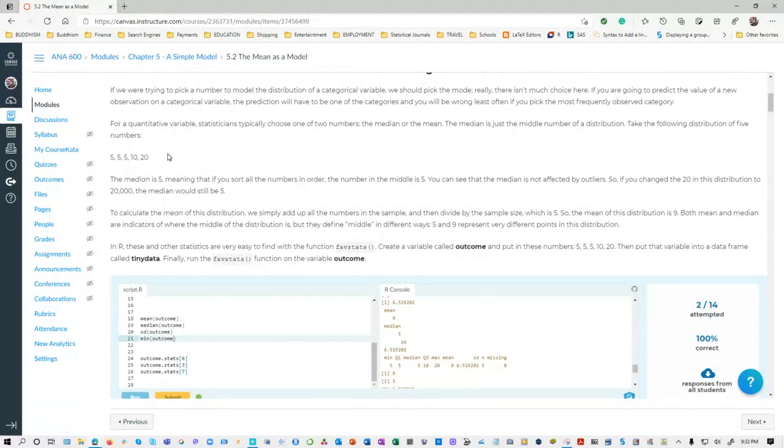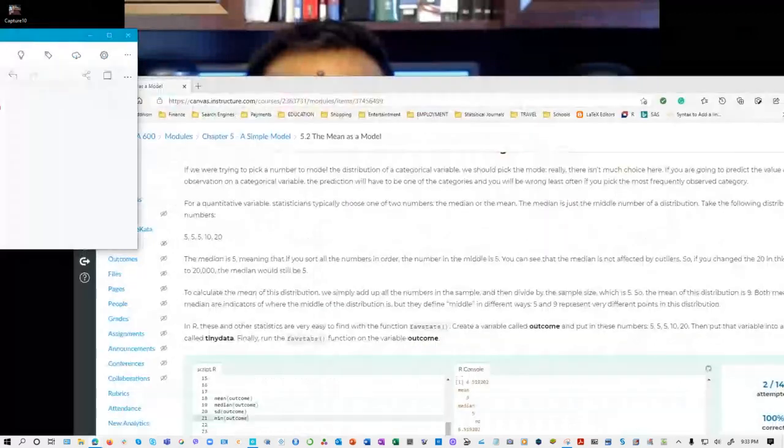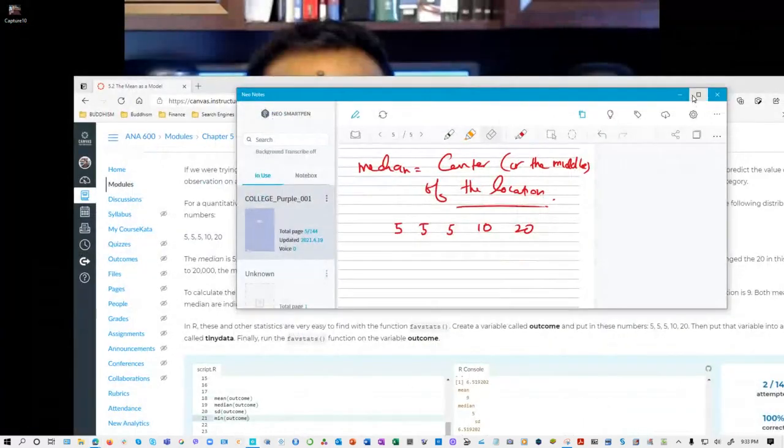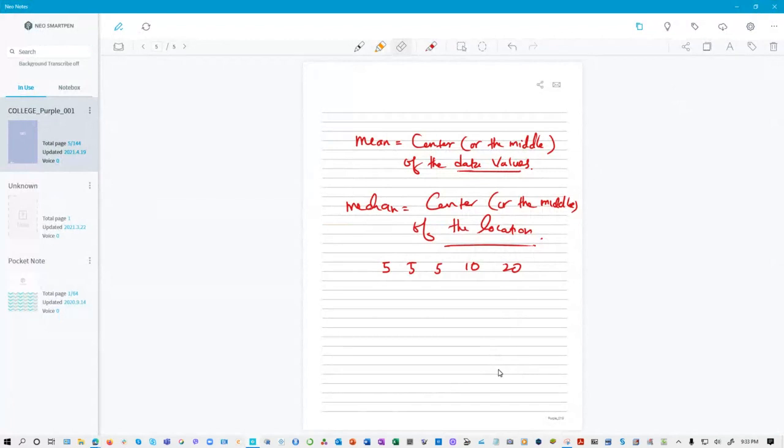Now if you put in this data, you have 5, 5, 5, 5, 5, 10, and 20. For that particular data set, if you put it this way, look at the 5 has occurred 3 times. See, 5, then 10, 10, 20. This one 1, this one 3, this 1 time.